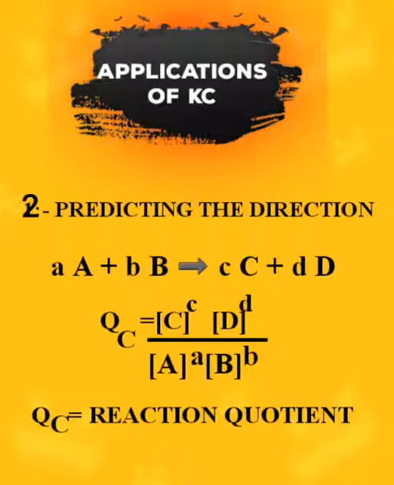Second application, predicting the direction of the reaction. Consider a general reaction aA plus bB giving cC plus dD. Let us take a ratio Qc, where Qc is called the reaction quotient, and this Qc will be equal to [C]^c multiplied by [D]^d divided by [A]^a multiplied by [B]^b.